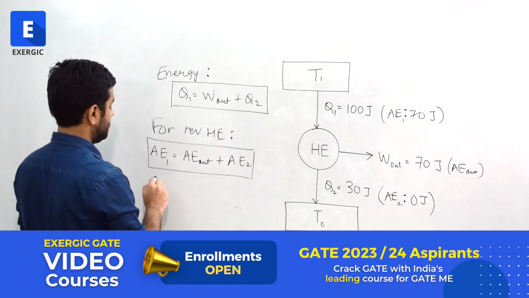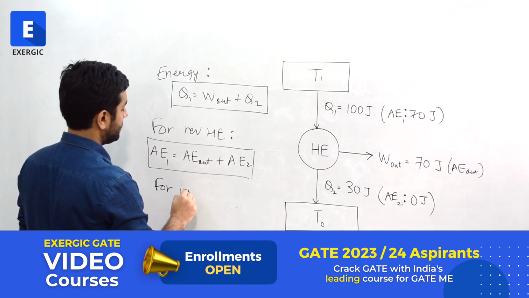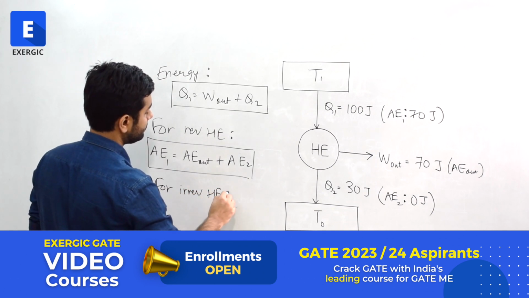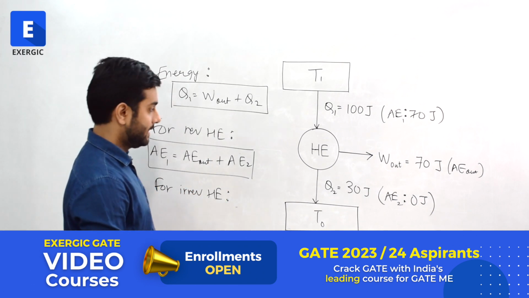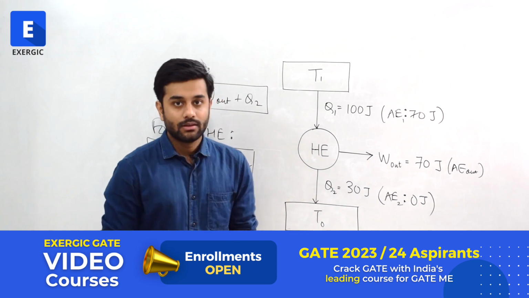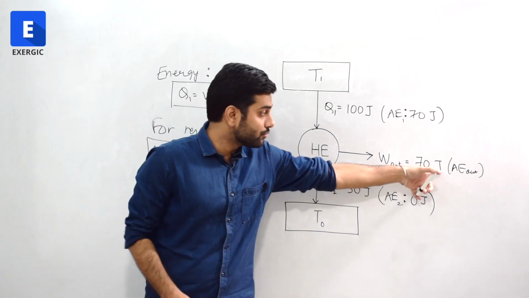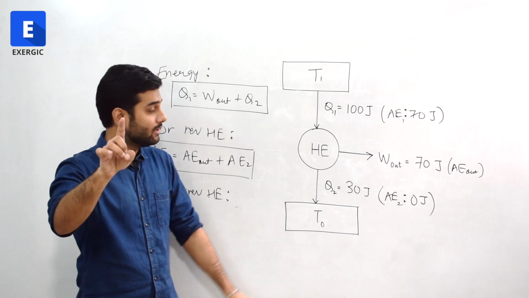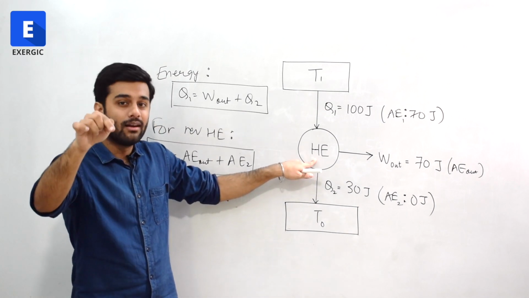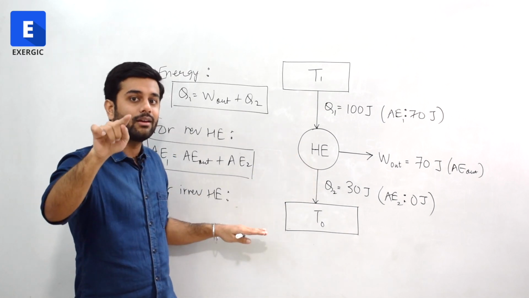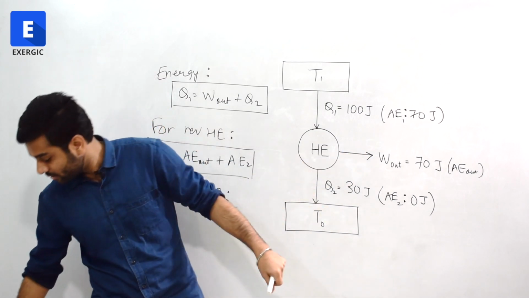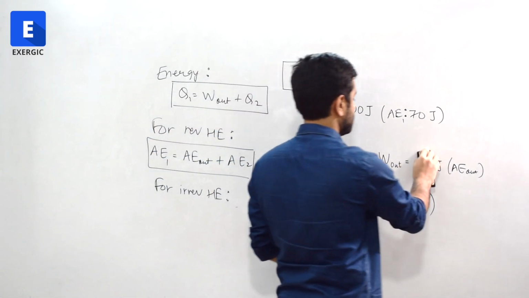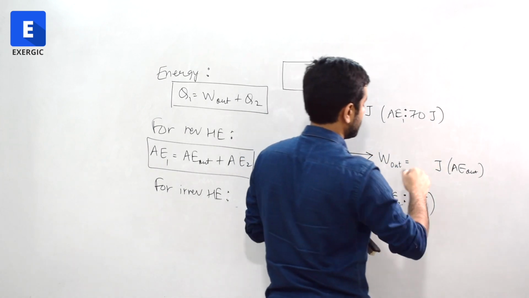Now consider the case of an irreversible heat engine. When this heat engine is irreversible, tell me how much work you will get. 70 joule of work you were getting when the heat engine was reversible. But now, with an irreversible heat engine, this work of 70 joule will be less. Let's say this is 60 joule of work.